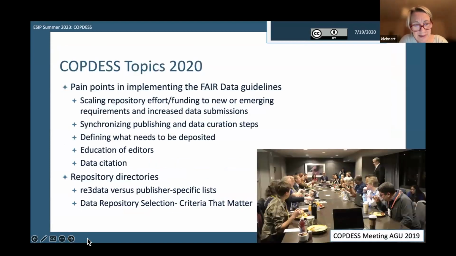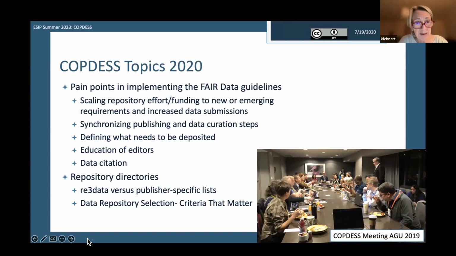I actually went back and looked at my last slide decks from COPTIS meetings, and one was topics in 2020 that we looked at, and I think we're still focusing on many of the same topics. One is the synchronizing of publishing manuscripts and data, and making sure that the processing of a manuscript is coordinated with the data curation, with the timelines of data release, and so on. And I think Danny is later talking about that.